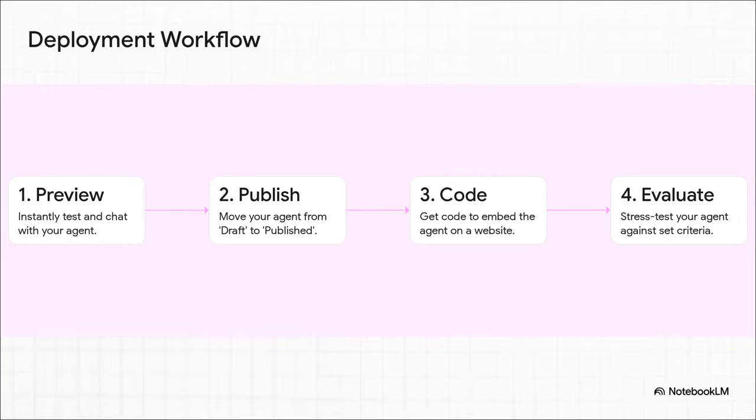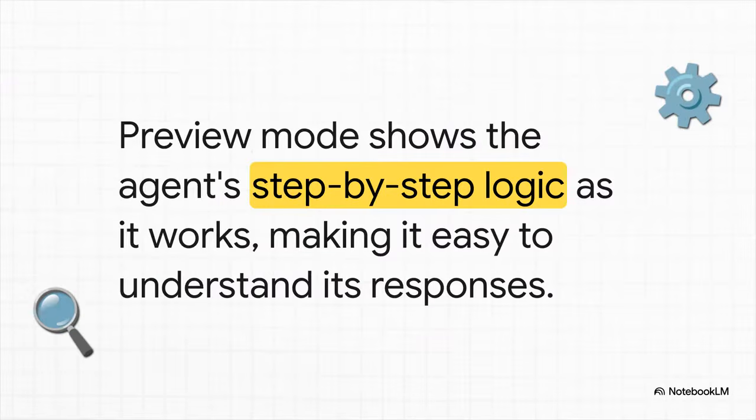You basically got 4 key buttons here that follow the whole life cycle of your agent. First, you preview it to test things on the fly. Then, you publish it to make it live. You can use code to get the little snippet you need to embed it on a website. And finally, you evaluate it to make sure it's actually ready for the real world. I have to say, the preview function is so powerful. It doesn't just let you chat with your agent. As you're talking to it, it visually highlights which nodes on your canvas are firing in real time. You get to see it think. That kind of transparency is an absolute game changer for debugging and for just understanding why your agent is saying what it's saying.